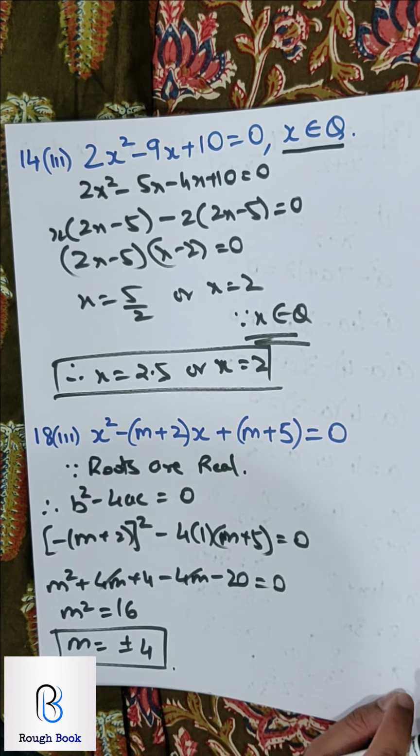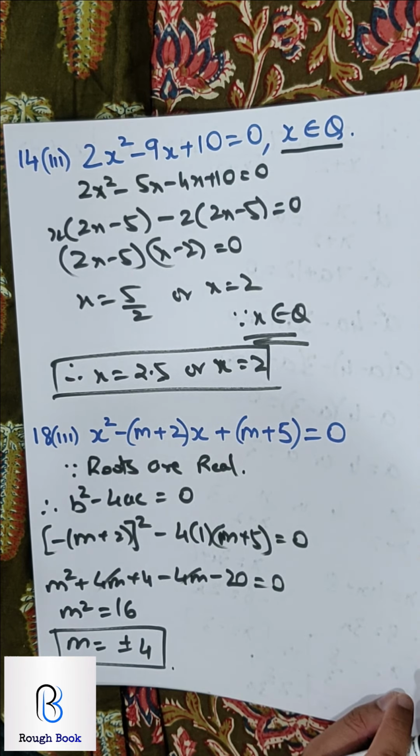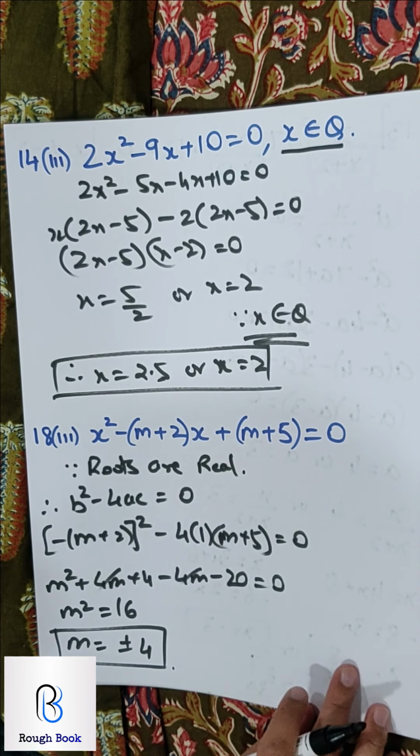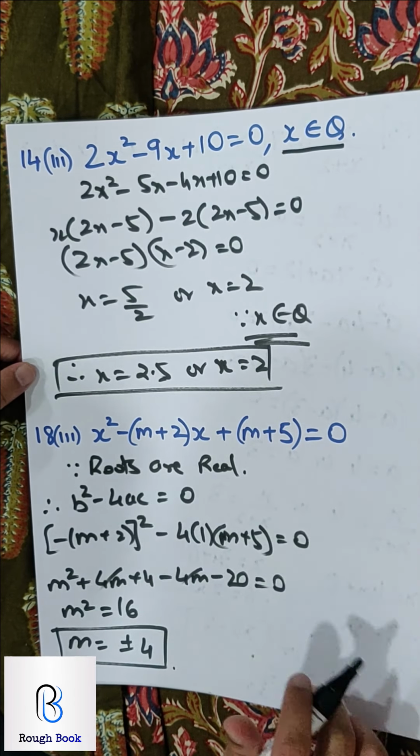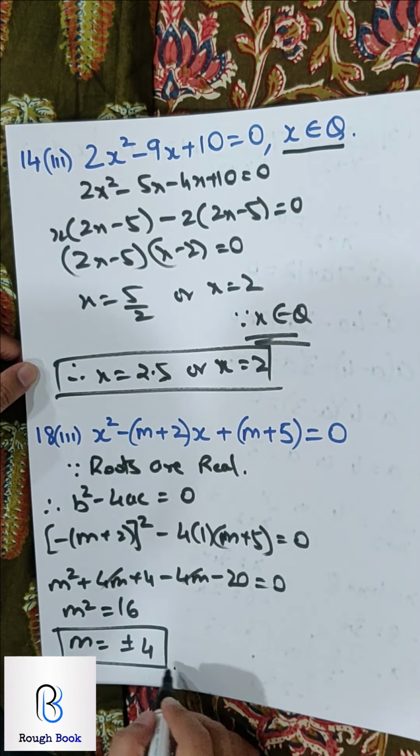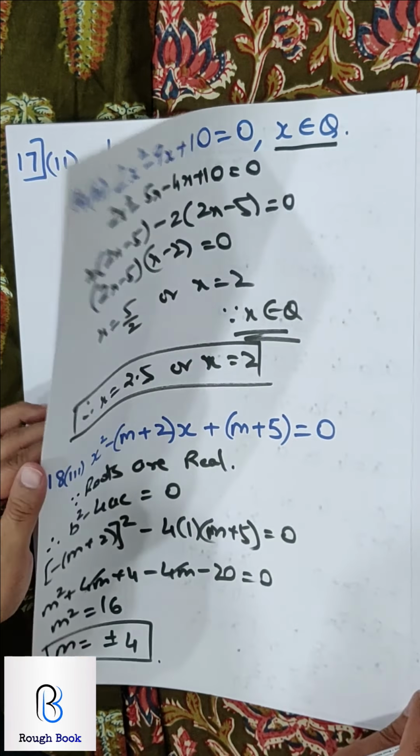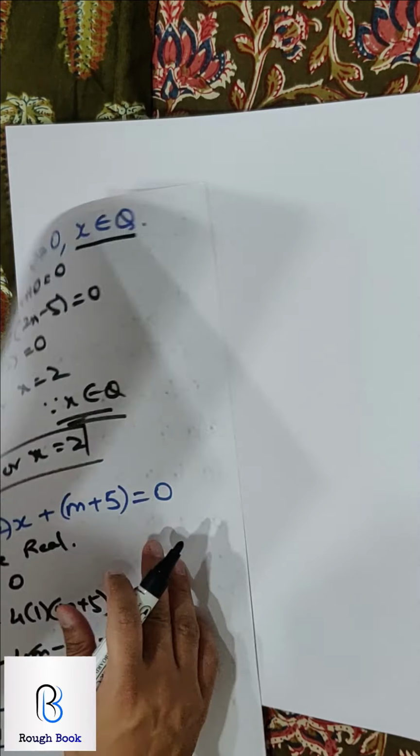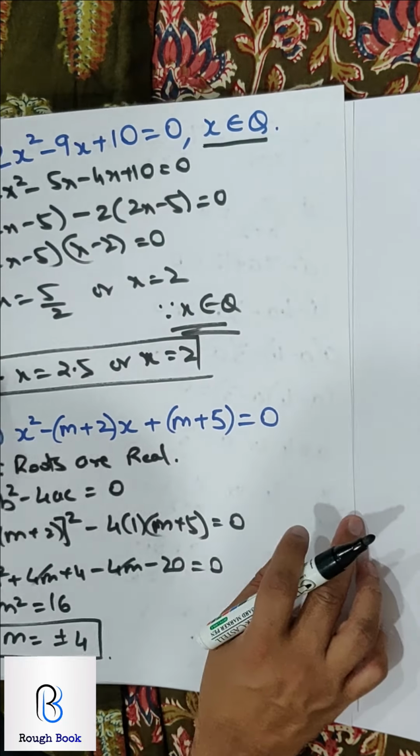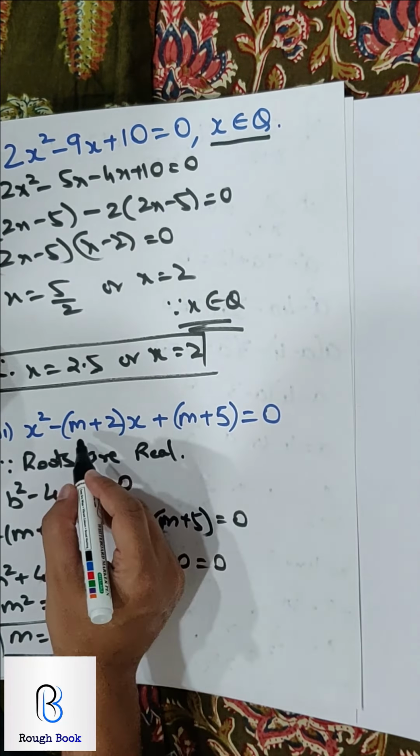So 18 part 3 says for each of the following find the value of m so that the equation has equal roots. Also find the solution of each. Solution of each means you are expected to substitute 4 in this and then get the answers further. So how are you going to do that? So let's see. Let's take a fresh page. So I am taking this expression, substituting 4 in this.